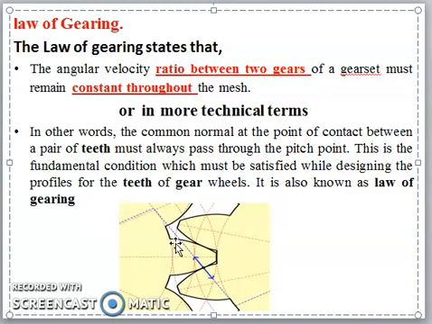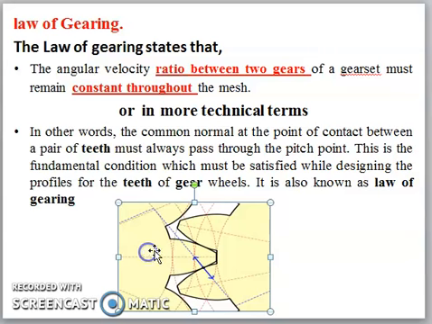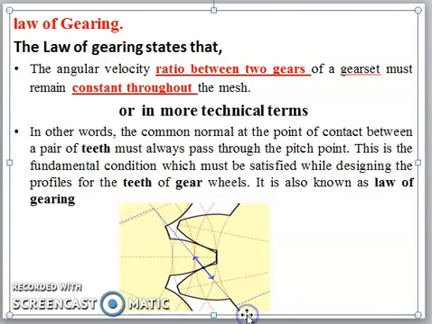It is easy to remember: the law of gearing says the angular velocity ratio between the two gears, that is gear A and gear B, or gear 1 and gear 2, must remain constant throughout the mesh, from the beginning of engagement to the end of the engagement.